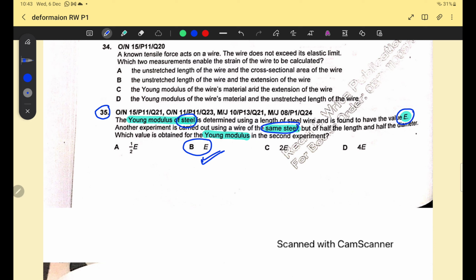ठीक है बेटा? अगर मटेरियल नहीं बदला तो यंग मॉडुलस विल रिमेन सेम. कोई फर्क नहीं पड़ता कि लेंथ कितनी बदली, डायमीटर कितना बदला. The main thing is if the material remains the same, then the value of Young modulus will also remain the same.